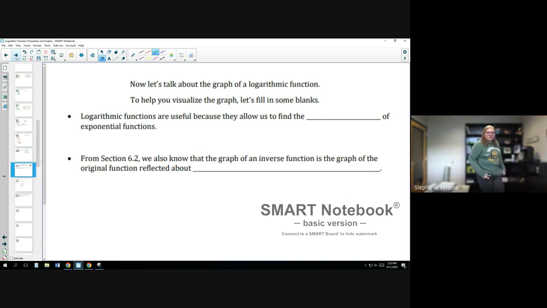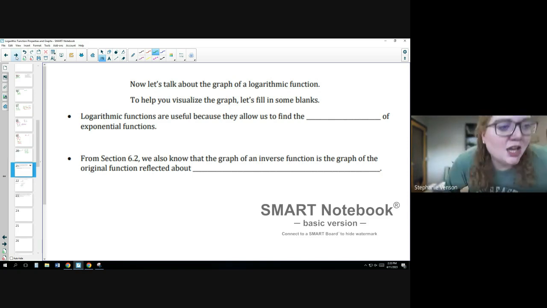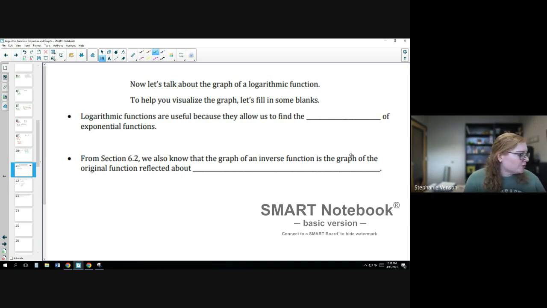Okay, so continuing on, it says, now let's talk about the graph of a logarithmic function. To help you visualize the graph, let's first fill in some blanks. Logarithmic functions are useful because they allow us to find the inverse of exponential functions. So we've really been talking about that this whole time. The purpose of logarithms is to have a way to rewrite exponentials so that we can find their inverses.